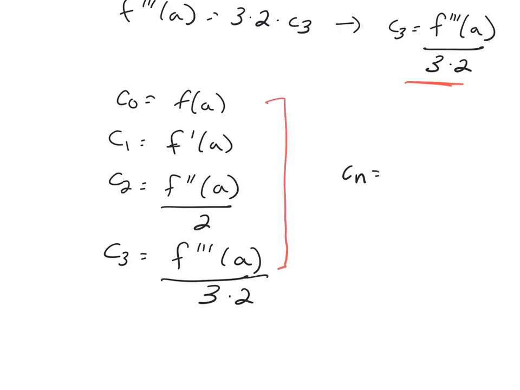So let's look at what's happening. Start with my function, derivative, second derivative, third derivative. So it looks like each time I go down, I'm just going to take another derivative. Right? And the number of derivatives is the same as the index here. When it was C3, you had a third derivative. When it was C2, second derivative. So it looks like in the numerator, I'm going to have the nth derivative, and I plug in a into that. Okay?